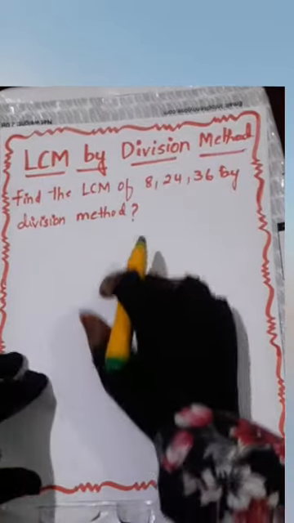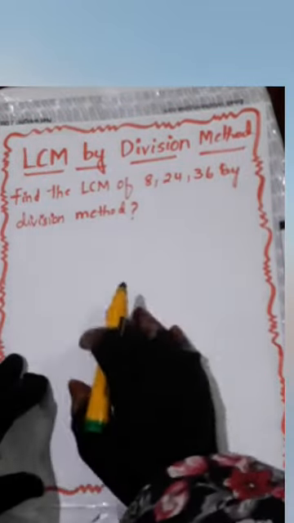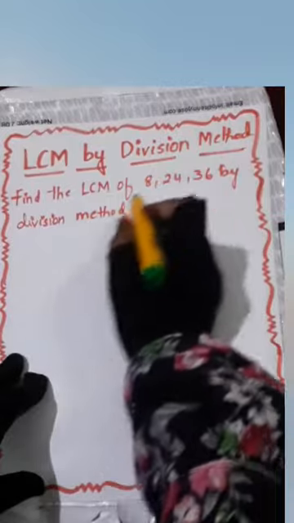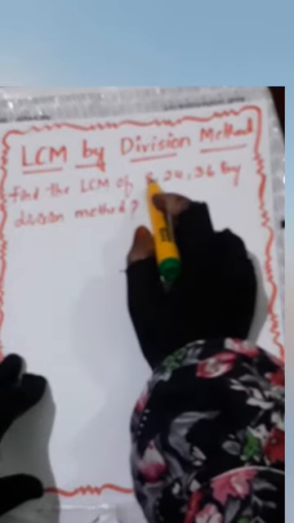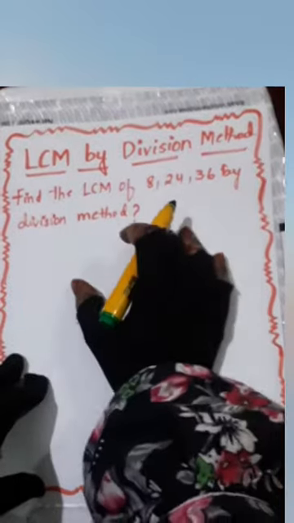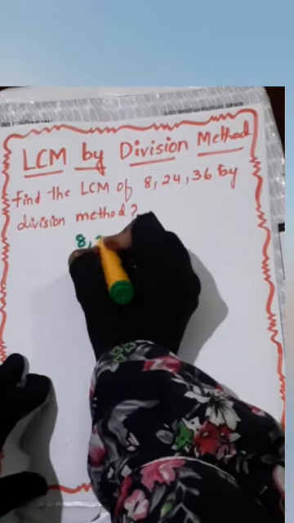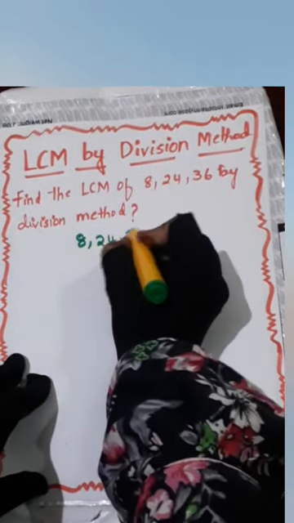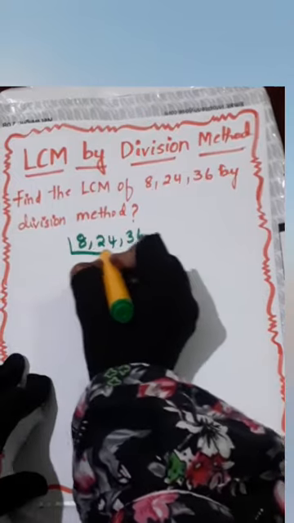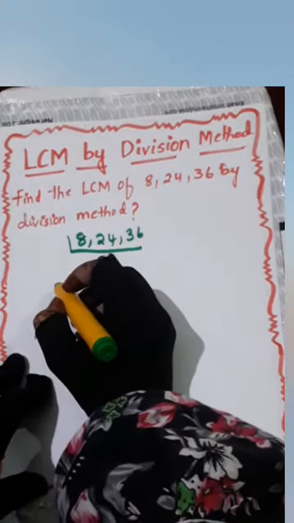Now we have LCM by division method. Already we have done by prime factorization method, not division method. Here I have taken the same numbers 8, 24, 36. In division method, all these three numbers we have to take at a time.